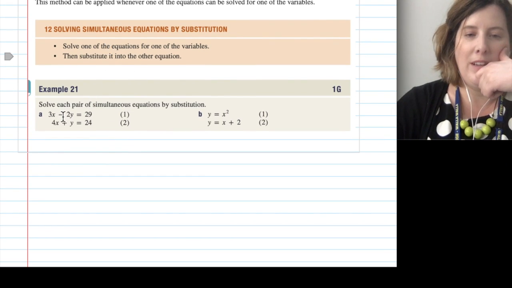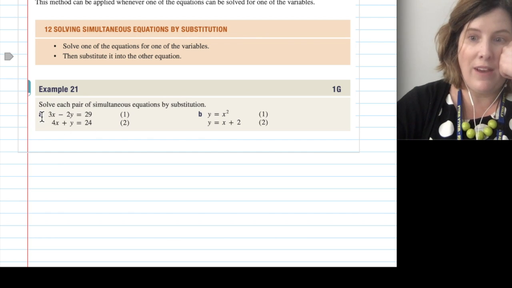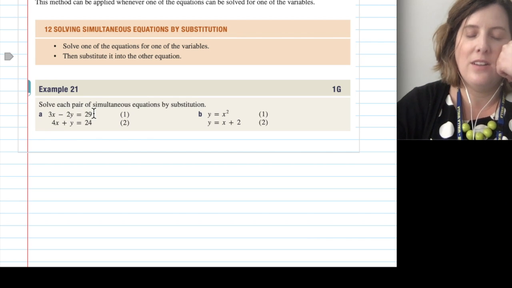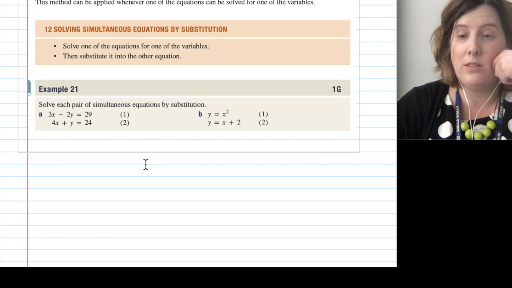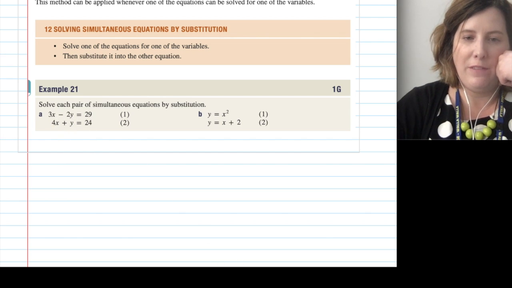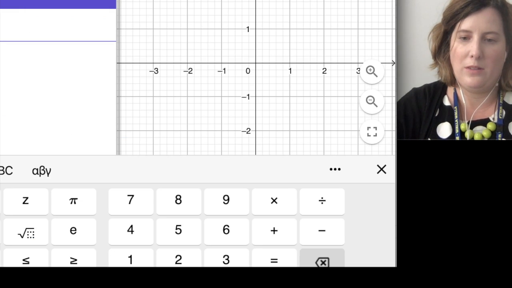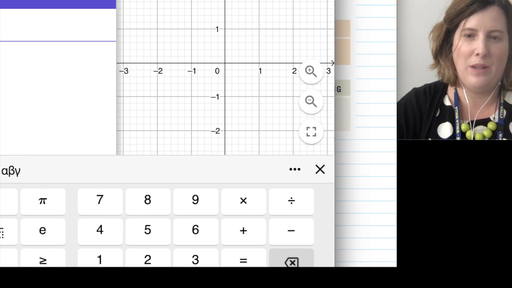We're trying to find, so for example 21a, the values of x and y where 3x take 2y equals 29 and 4x plus 1y equals 24. So we're trying to find the values of x and y that work for both of these equations. If we were to graph this, our first one would be, oh wait, let me make this smaller so you can see what I'm actually doing.